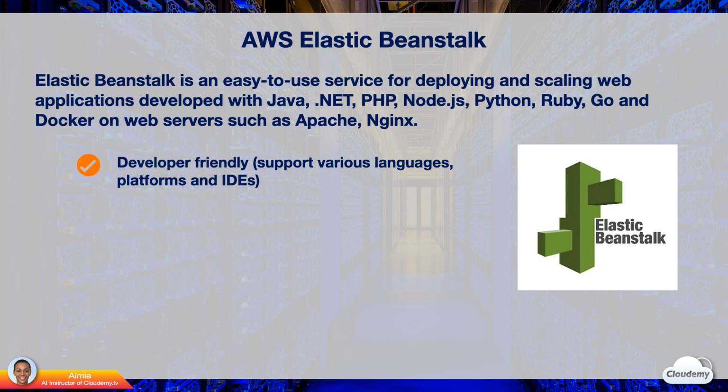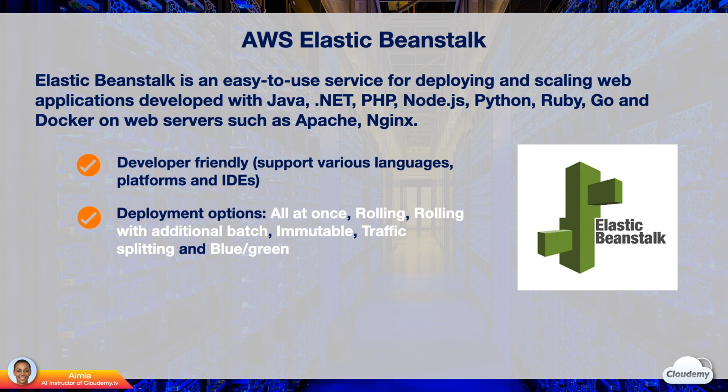It supports a variety of programming languages, platforms, and popular web servers. It allows you to deploy your code through AWS Management Console, Elastic Beanstalk CLI, as well as third-party IDEs like Visual Studio and Eclipse. Elastic Beanstalk offers a variety of deployment policies to deploy your application across your EC2 instances. You can deploy applications all at once, rolling with an additional batch, immutable, traffic splitting, and blue-green deployment. These deployment options enable you to choose between speed and safety of deploying applications while reducing the administrative burden.